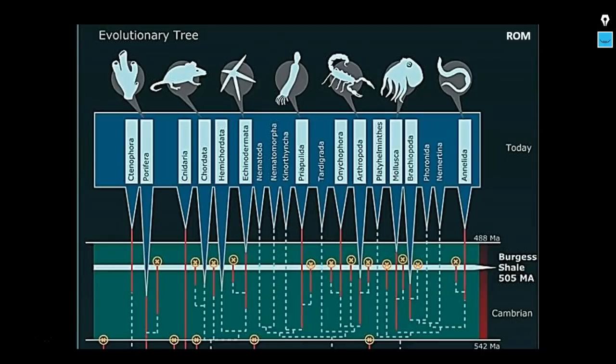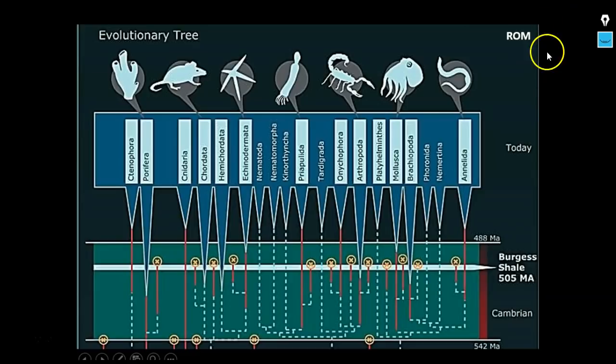This is from the ROM, the Royal Ontario Museum's website. You can see right here, here's the ROM. And this is the same kind of idea. So this is the Burgess Shale. I'll talk about this in a second. This is the most famous locality in Canada. It was the most famous locality. It's still probably the most famous locality in terms of Cambrian preservation in the world. But it was pretty much the only thing we had that really gave us an insight into what animal communities were like at the time because of these amazing levels of preservation.